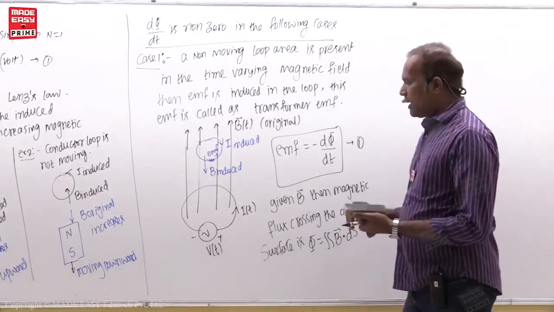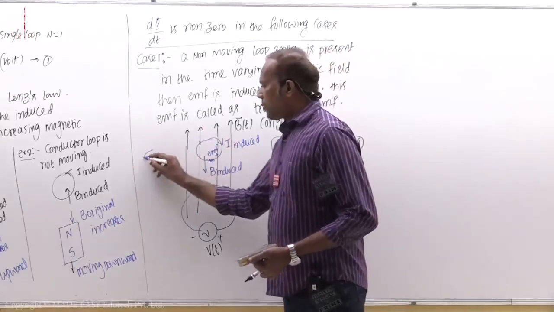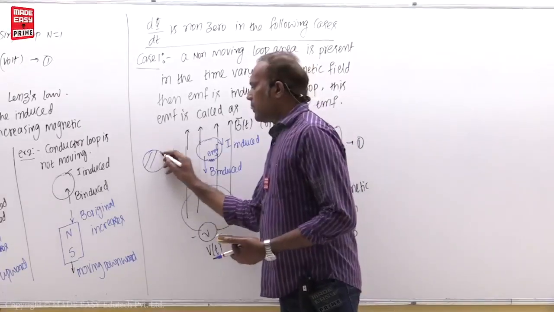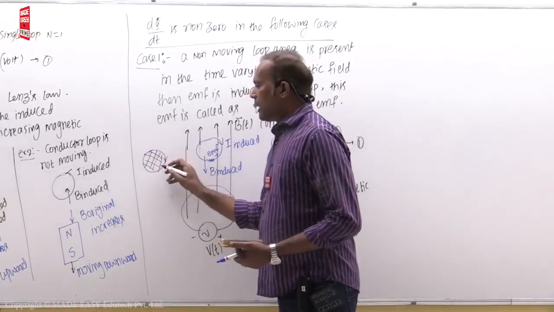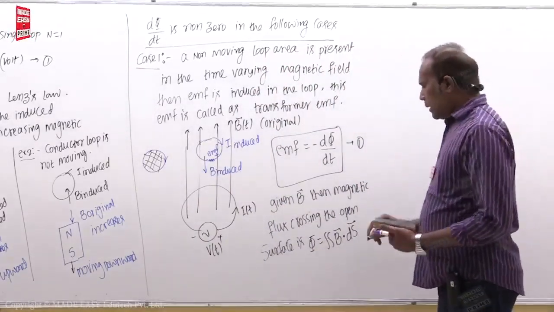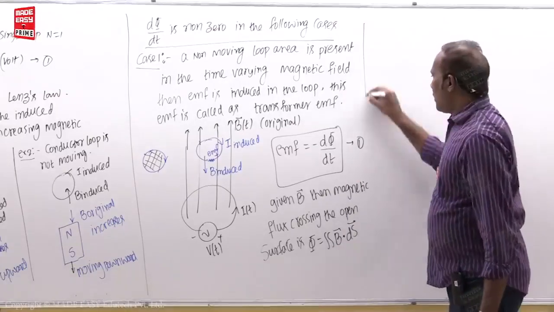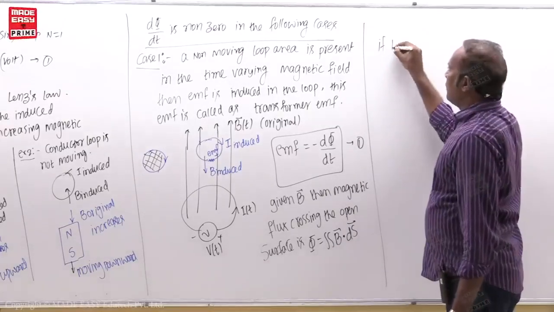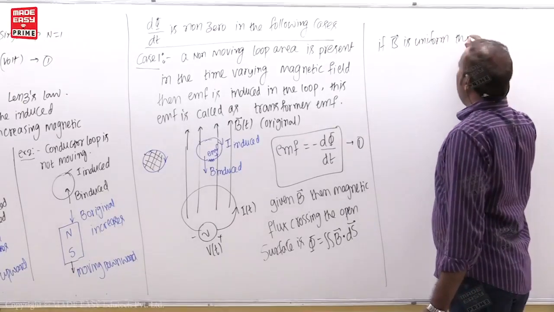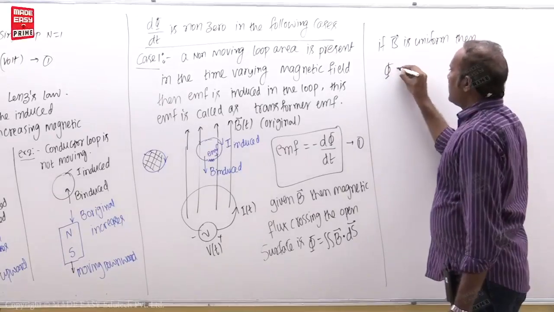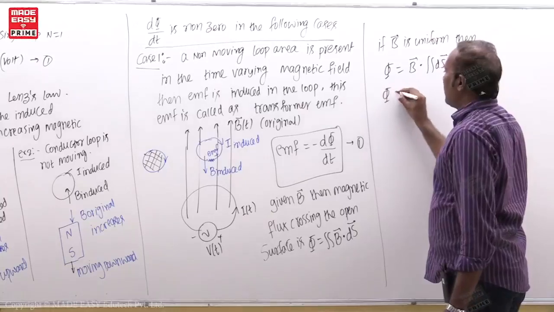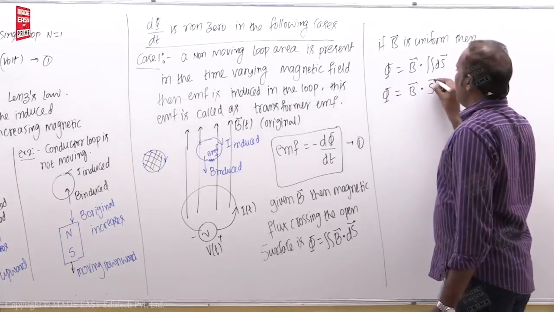So where is that surface actually? I am drawing that loop here. Inside this closed loop, this is the area of the surface, that is pi a square, if a is the radius. Now in general, that B bar is uniform actually. So if B bar is uniform, then magnetic flux is equal to B bar dot the double integral of dS bar. So magnetic flux is equal to B bar dot S bar.